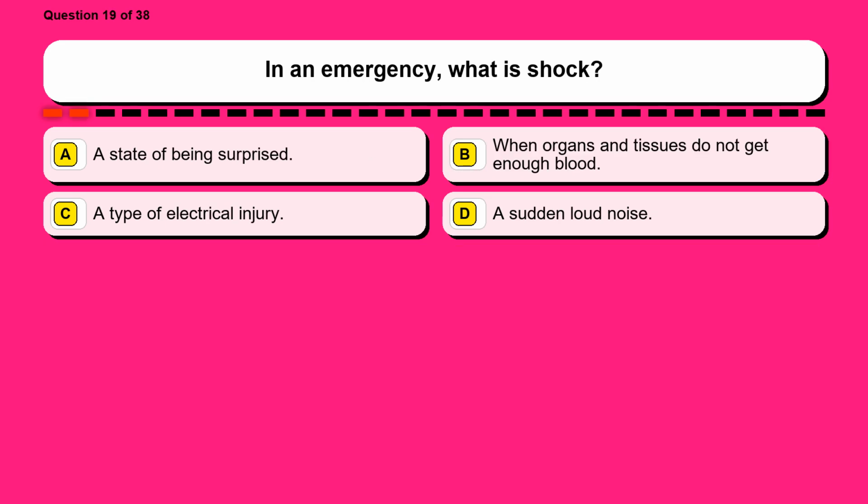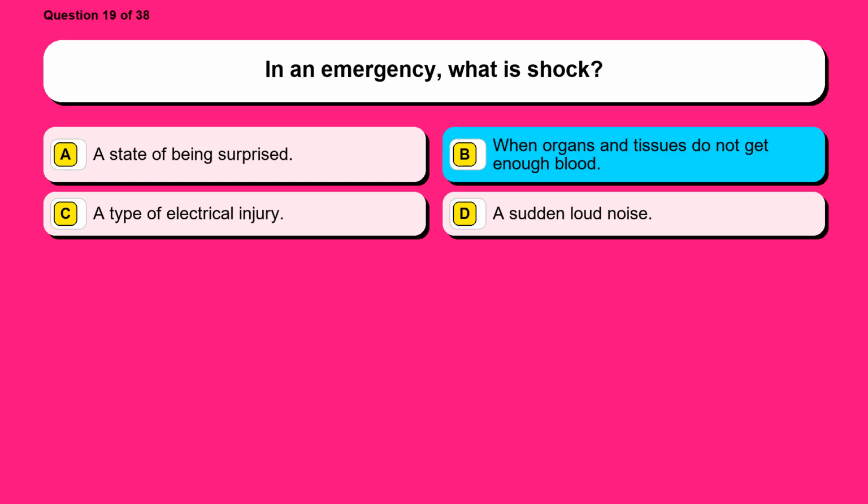Question 19. In an emergency, what is shock? Option A. A state of being surprised. Option B. When organs and tissues do not get enough blood. Option C. A type of electrical injury. Option D. A sudden loud noise.